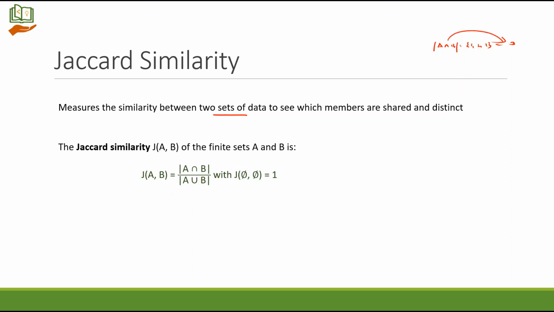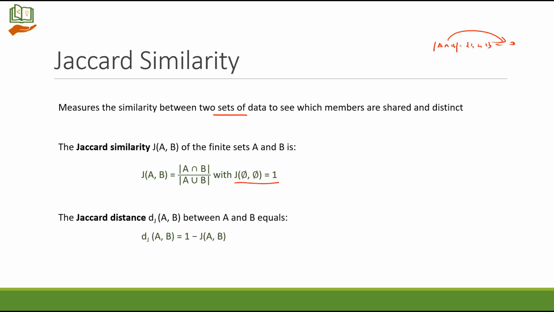Only the elements will be counted, with J of null comma null equal to 1. Null intersection null will give you 1 and null union null will also give you 1. 1 divided by 1 will give you 1. So J of null comma null, that is empty set comma empty set, will be equal to 1 only.